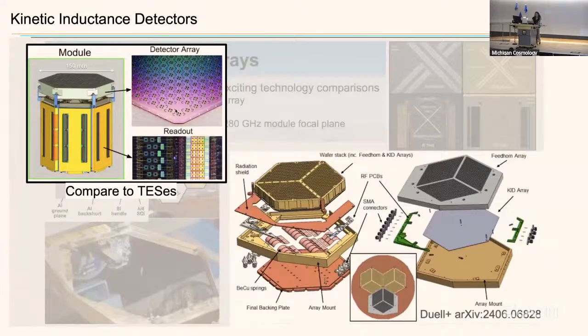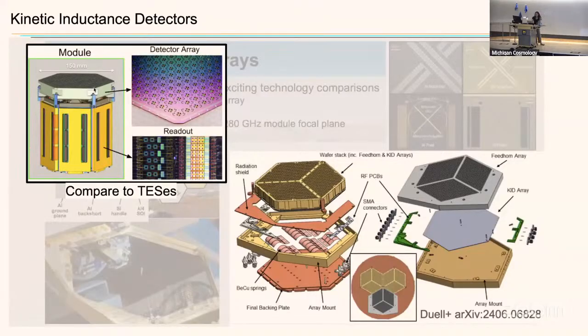By contrast, you can compare to transition edge sensor packaging. Do you notice all this stuff back here? This is an S4 module. These are our squid chips. So suddenly our packages are much more complex if we use transition edge sensors.